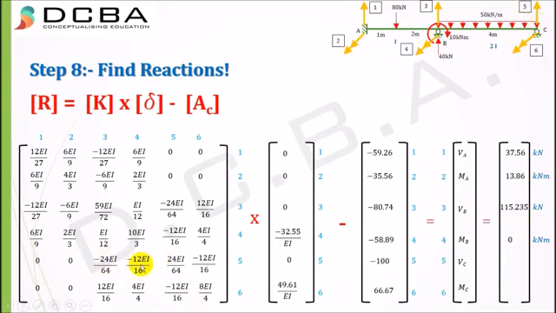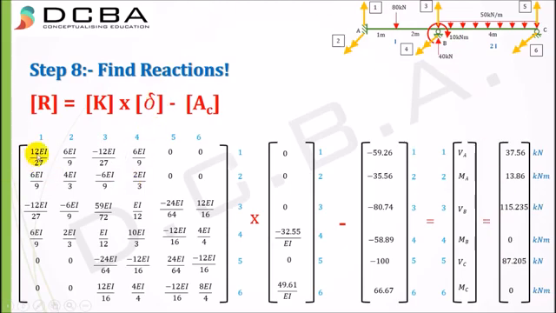Then we'll check for VC. VC is minus 12 by 16 into minus 32.55 plus minus 12 by 16 into 49.61 minus minus 100, we get 87.205 kilonewton. And this again will get 0: 4EI by 4 into minus 32.55 by EI plus 8EI by 4 into 49.61 by EI minus 66.67, we get it as 0. Yeah, so these two are the checks that we need to take into consideration.